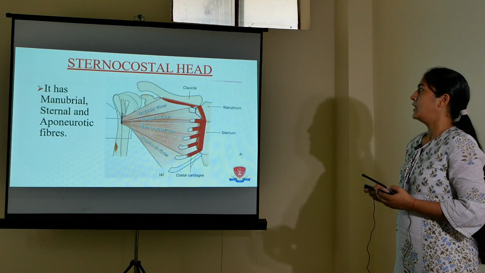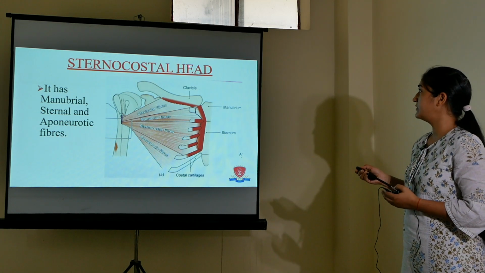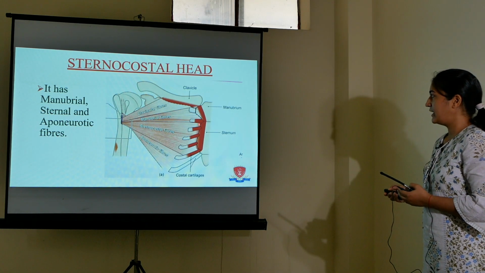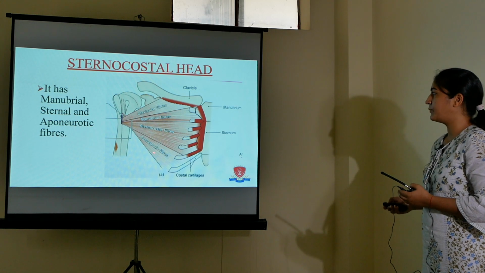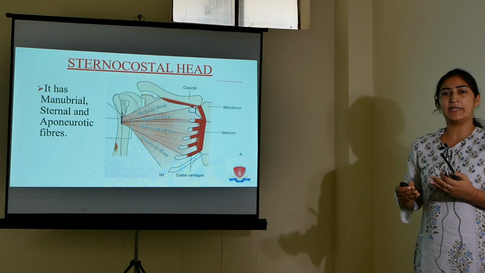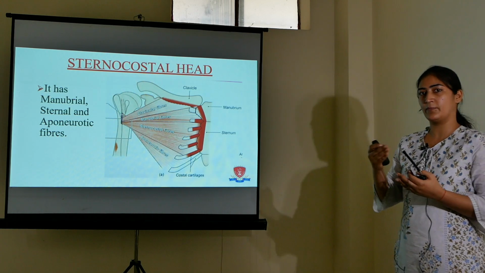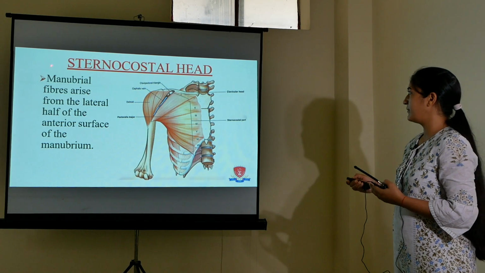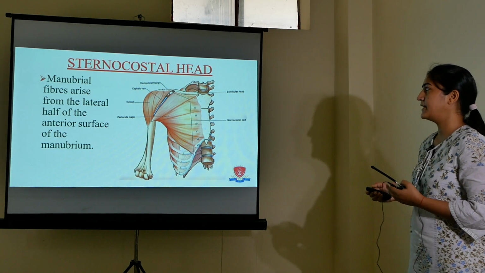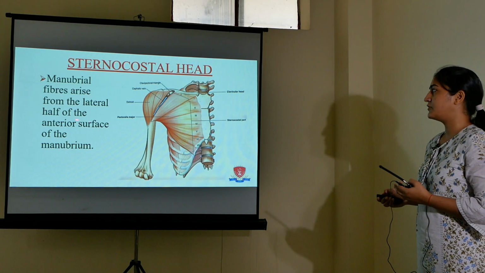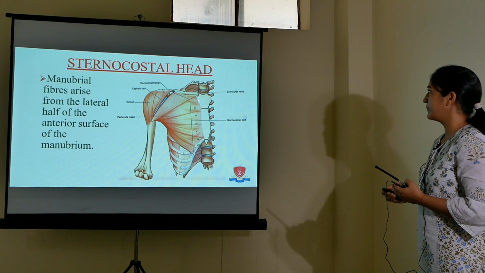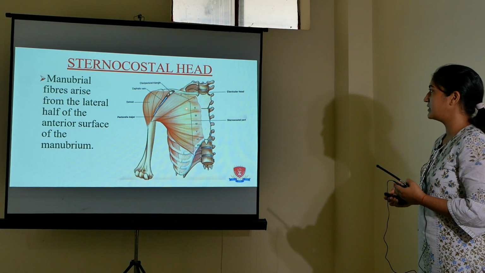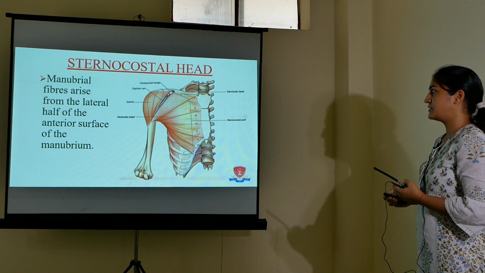Next we will be going to discuss this region of the pectoralis major muscle, that is the sternocostal fibers. Now in the sternocostal head of this muscle we have different fibers. One you can see are the manubrial fibers, then we have the sternocostal fibers and the aponeurotic fibers. One by one we will be telling you how these fibers take origin from which portion of the bony parts. First is the manubrial fibers. As the name suggests, manubrial, it is arising from the lateral half of the anterior surface of the manubrium. So this is the manubrium, and this half portion is giving rise to the manubrial fibers of the pectoralis major muscle.